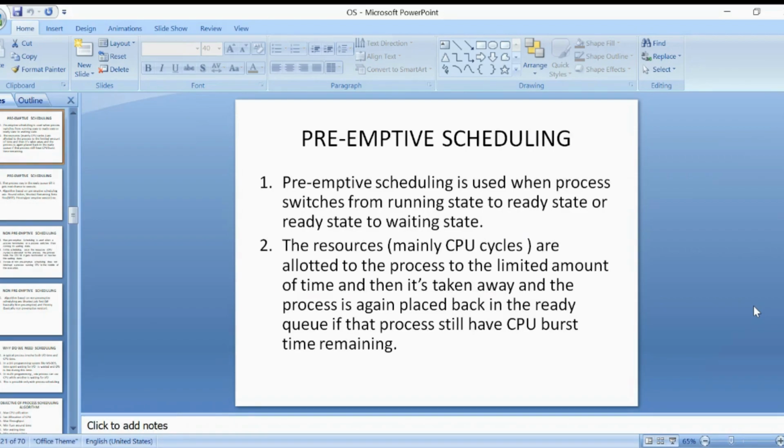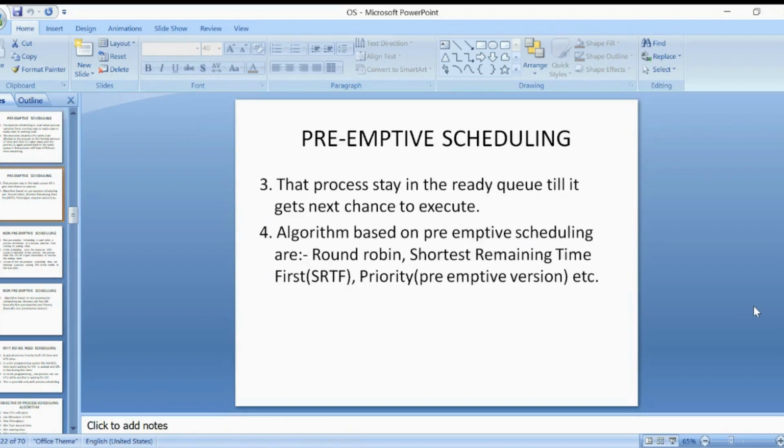Preemptive scheduling is used when a process switches from running state to ready state or ready state to waiting state. The resources, mainly CPU cycles, are allotted to the process for a limited amount of time, and then they are taken away and the process is again placed back on the ready queue if the process still has CPU burst time remaining. The process stays in the ready queue till it gets the next chance to execute. Algorithms based on preemptive scheduling are round robin, shortest remaining time first, priority, etc.